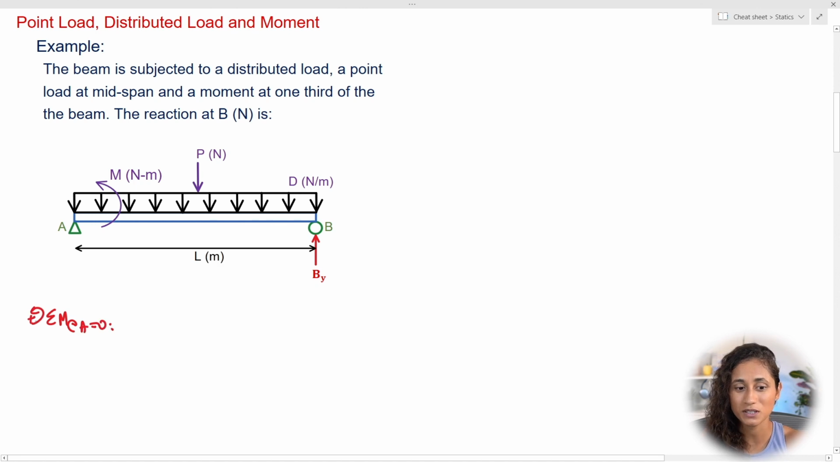Now we're going to assume the counterclockwise to be positive. And so if we do that, let's first take a look at the point load. So we're going to have minus the point load. Point load has a unit of Newton, right?